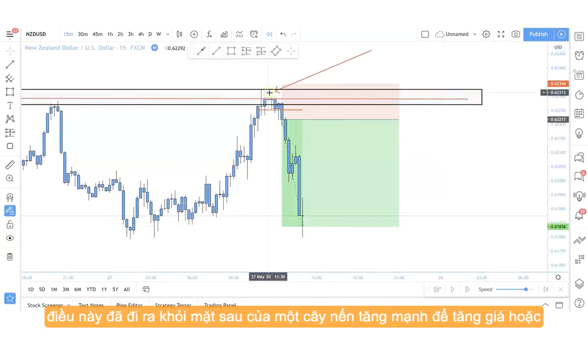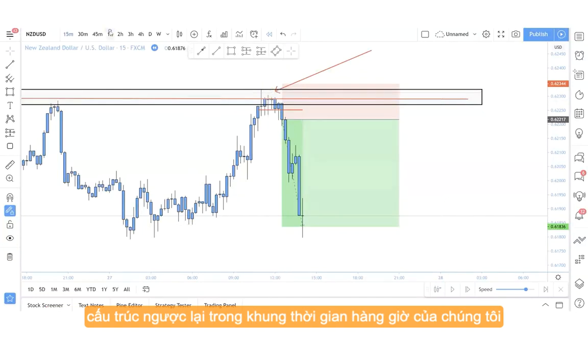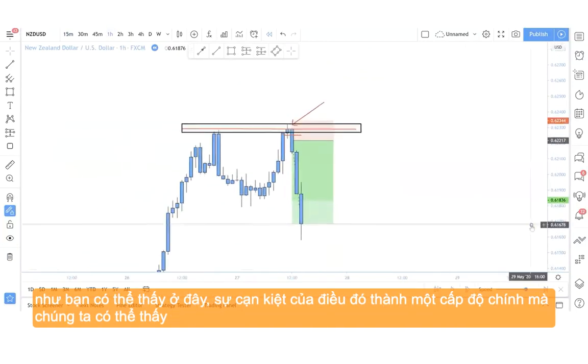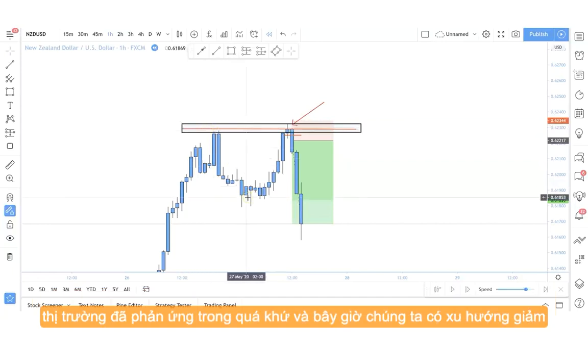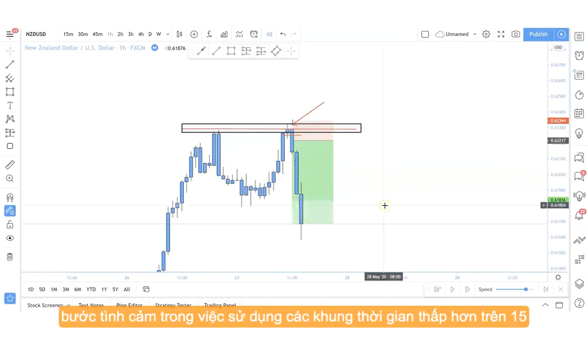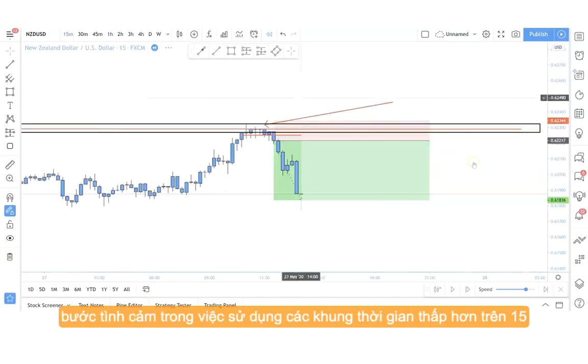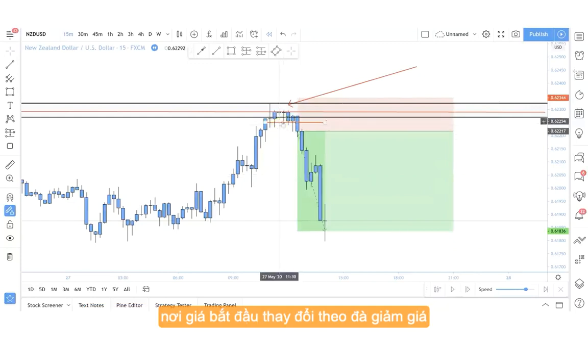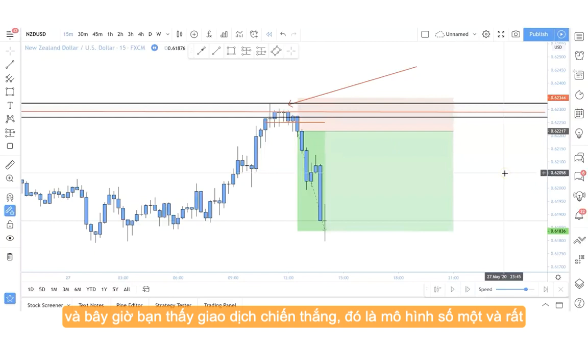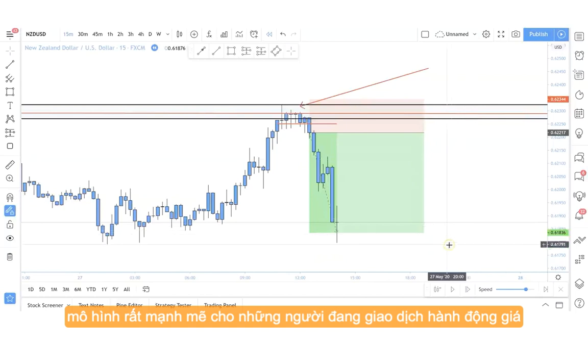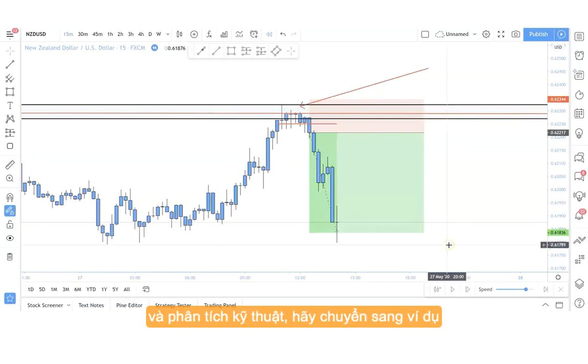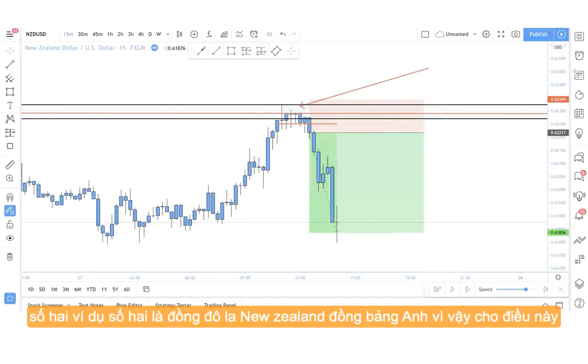This has come off the back of a strong bullish candle to the upside, or structure to the upside, on an hourly time frame, as you can see here. Depletion of that into a key level where we can see the market has reacted in the past, and then now we have that bearish sentiment step in using the lower time frames, on the 15-minute time frame or whatever time frame you want, where price started to shift in bearish momentum, and now you see the winning trade. So that is pattern number 1, and a very, very powerful pattern for those who are trading price action and technical analysis. Let's move on to example number 2.